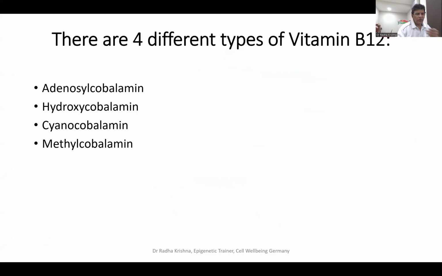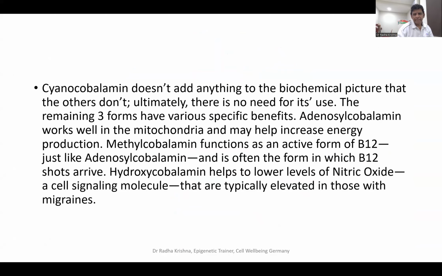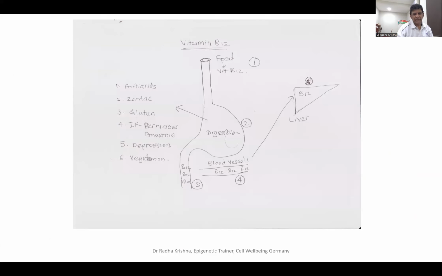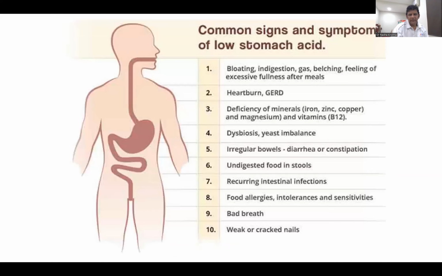So you have 4 types of vitamin B12. Most of them will be given methylcobalamin. This is a diagram I drew for you. It can be pernicious anemia, gluten, antacids, and the patient may present with a methylation problem, depression. Depression is one of the problems with methylation of B12. So the moment we give an injection, their mood will improve.